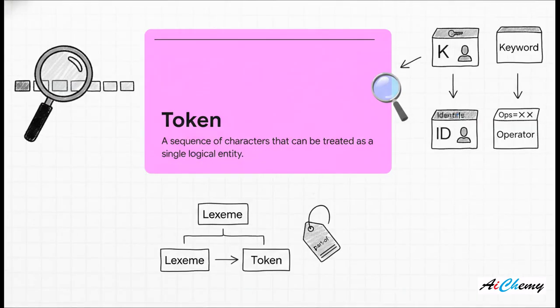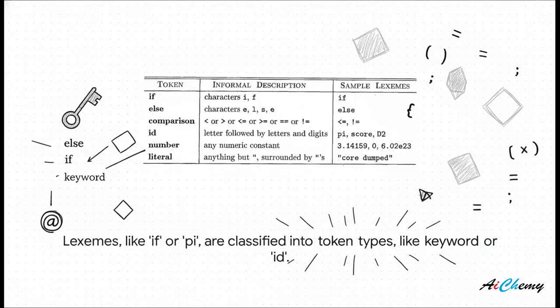All right, so what's next? The token. If a lexeme is the word, then the token is its part of speech. It's the category that the word belongs to. Is it a keyword, an identifier, an operator? The token tells us what kind of word the lexeme is. In this table here, it connects those two ideas perfectly. You can see the actual text, the lexemes, like if or pi, are scanned, and then they get classified into a token type. So the word if becomes a keyword token. The word pi becomes an ID or identifier token. This is that fundamental step of categorizing all the words in our code.